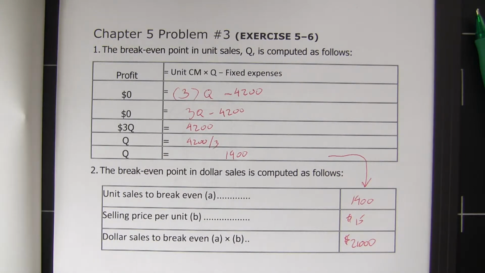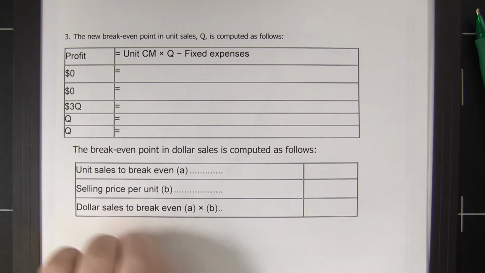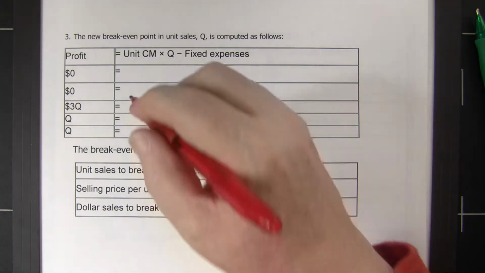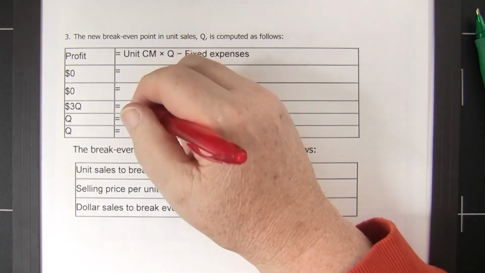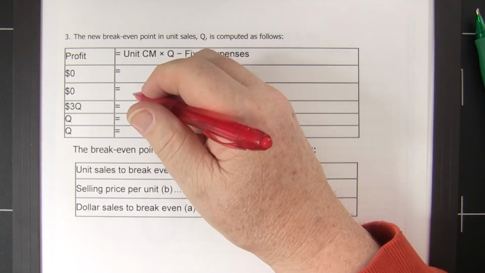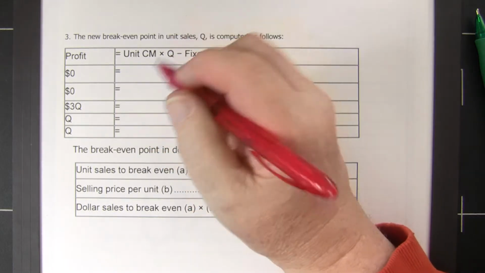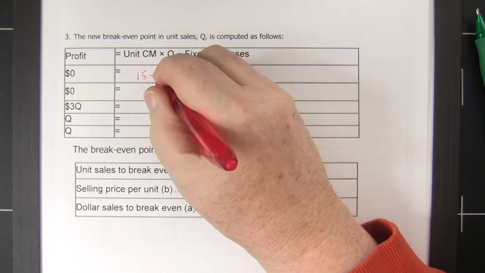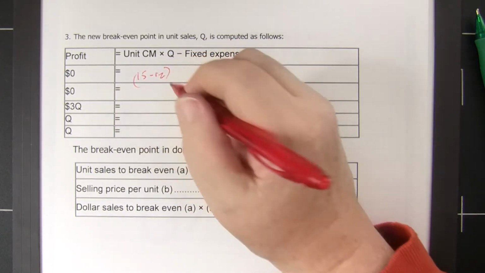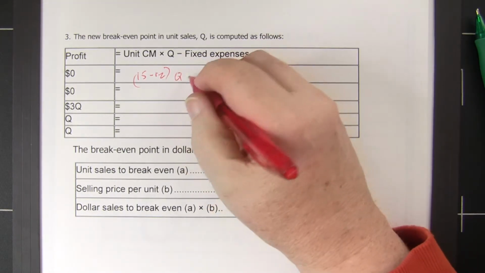So, the new break-even point. Again, we have to go through this whole nonsense. Break-even point is where economic profit equals 0. So, we're now going through this whole thing again. We have $15 as the unit selling price. We know what the contribution margin is, so we can just skip to that point. So we'll go 15 minus, was it 12? Yeah, minus 12, times the quantity. We don't know what that is.